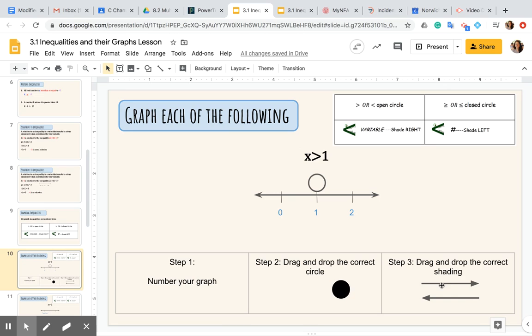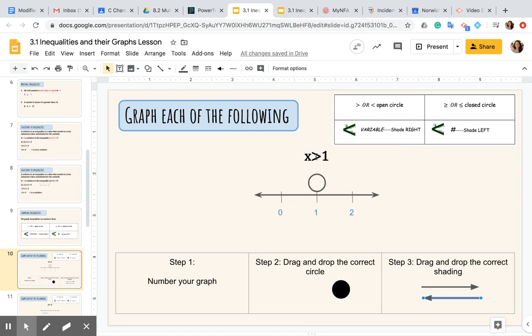All right, step 3, drag and drop the correct shading. I'm either going to use this one if I want all the values to the right, and I shade to the right, or I'm going to use this one if I want to shade all the way to the left and include the numbers to the left. But I need to figure out which one to use. So I go to the bottom row. If the symbol eats the variable, I shade right. If the symbol eats the number, shade left.